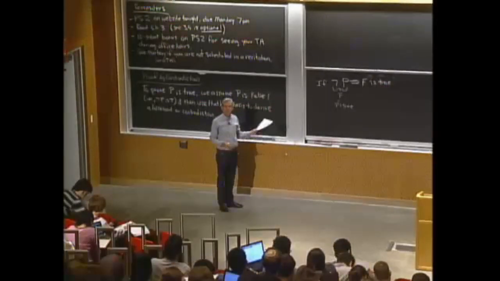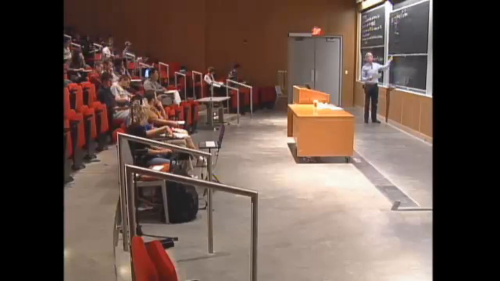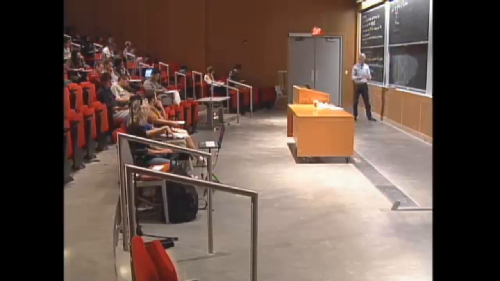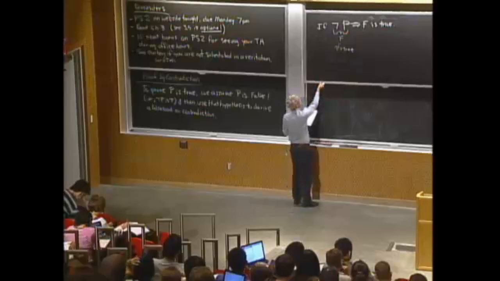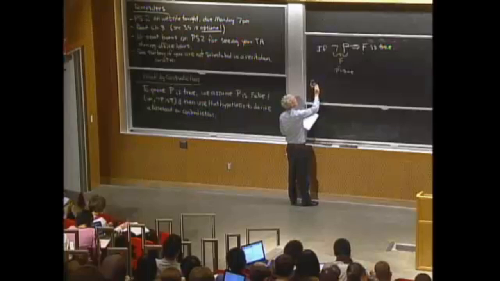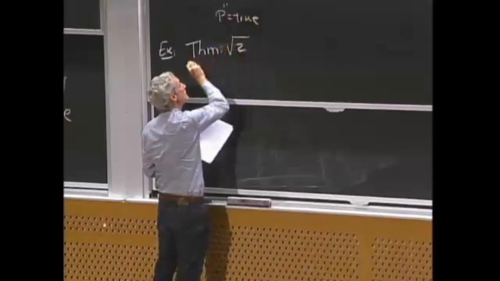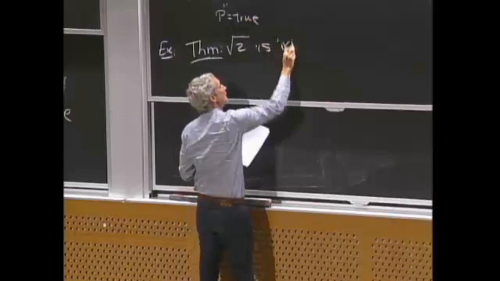Any questions about that? It's a lot of notation, and until you've seen it, it can be confusing. So maybe we should do an example. Let's prove that square root of 2 is irrational.